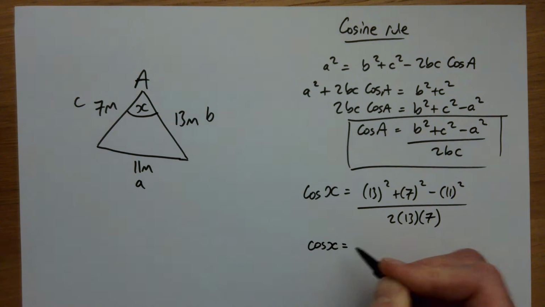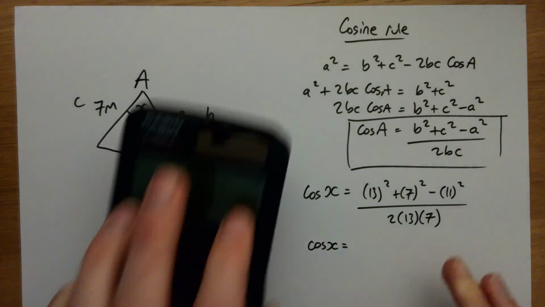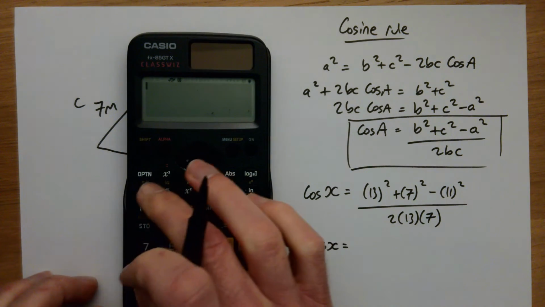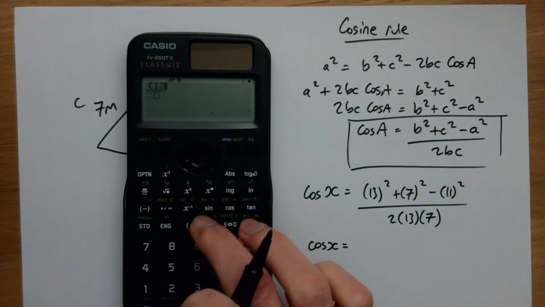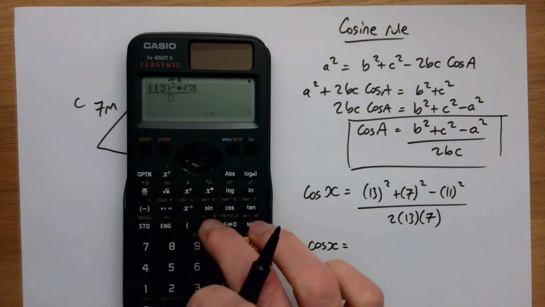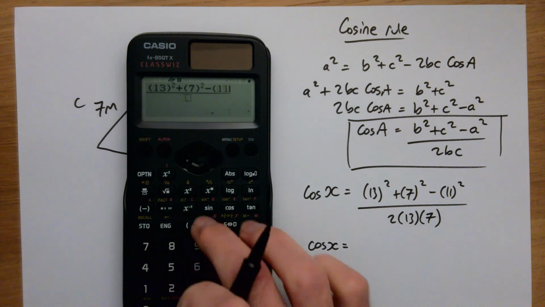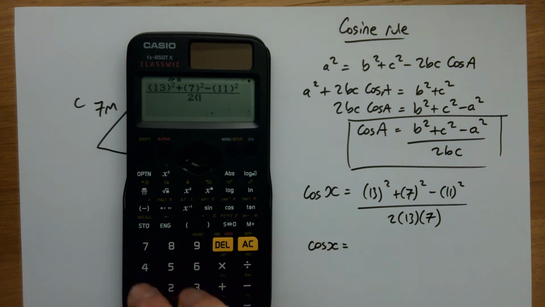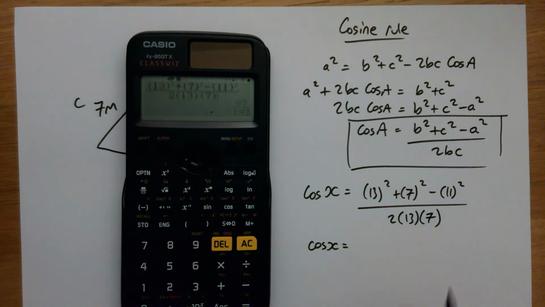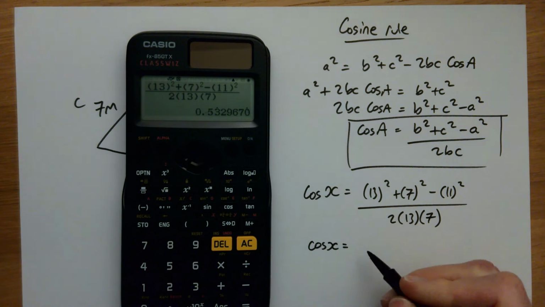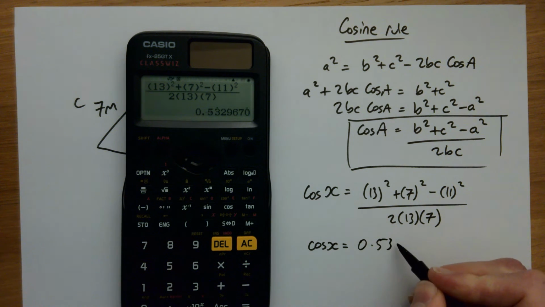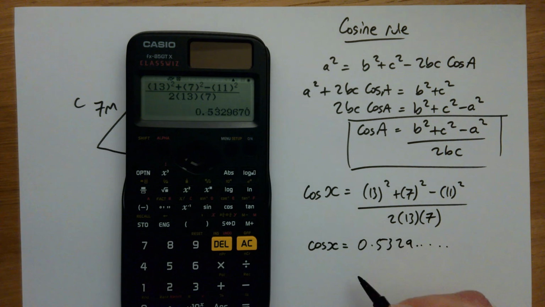Type those numbers into your calculator exactly as I've written it. So if I type those in, we get 13 squared plus 7 squared minus 11 squared, all divided by 2bc. And we get cos x is equal to this horrible decimal, 0.5329, and so on.